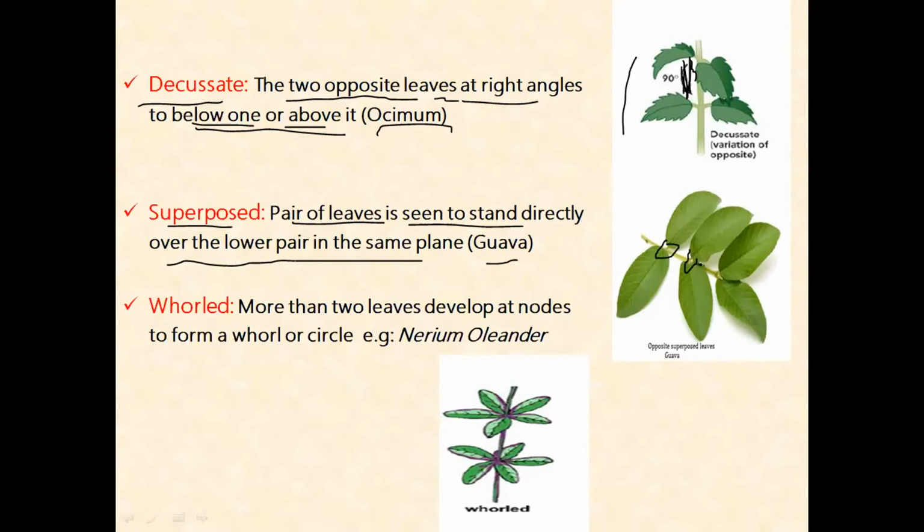So you can see here, this stands directly over this lower pair. So it is known as superposed opposite. The last one is whorl.